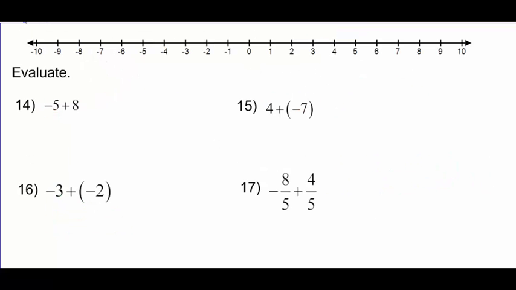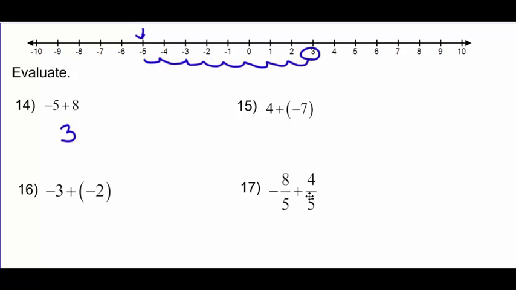All right, last thing we're going to look at today is evaluating, and we can use a number line. Some of you won't necessarily need it, but I'm going to show you the idea. So on number 14, we've got -5 plus 8. So what I'm looking at here is -5 is right there. If I were to count forward 8 spaces, there's 1, 2, 3, 4, 5, 6, 7, 8. We'd find our answer right there, 3.